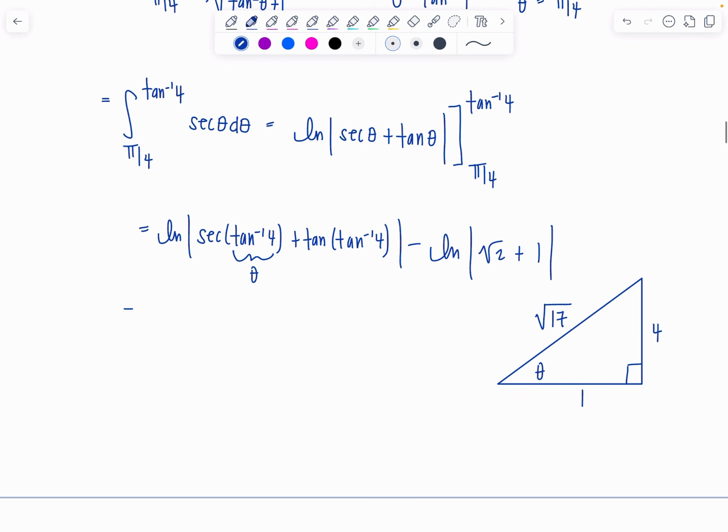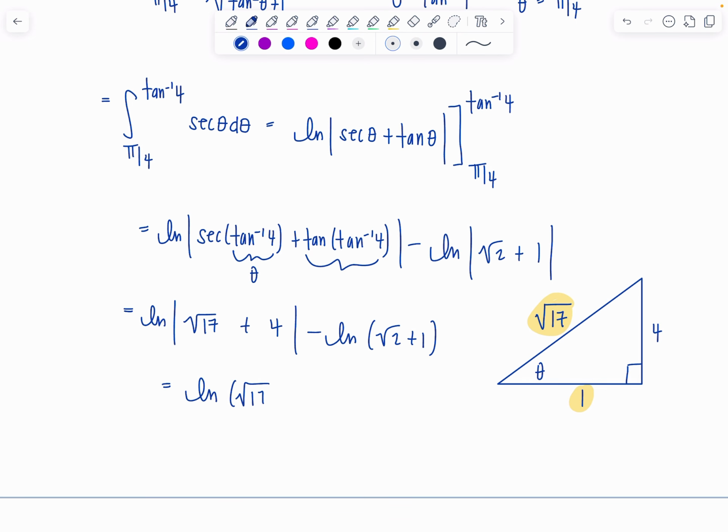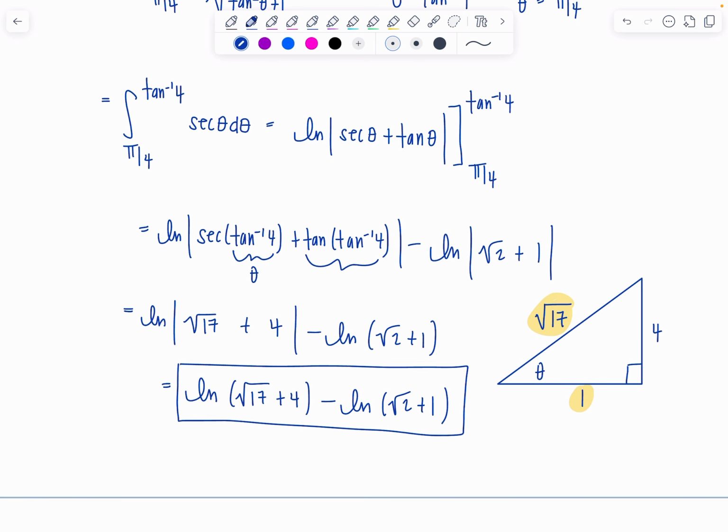So I need natural log, absolute value, secant of that angle would be the ratio of hypotenuse over adjacent. So that's going to be root 17 plus, and then this will just give me back 4. Minus ln. Now I could just switch to parentheses on all these, right? So this is ln of root 17 plus 4 minus ln of root 2 plus 1. Okay, very good. Beautiful. That one's done and dusted.